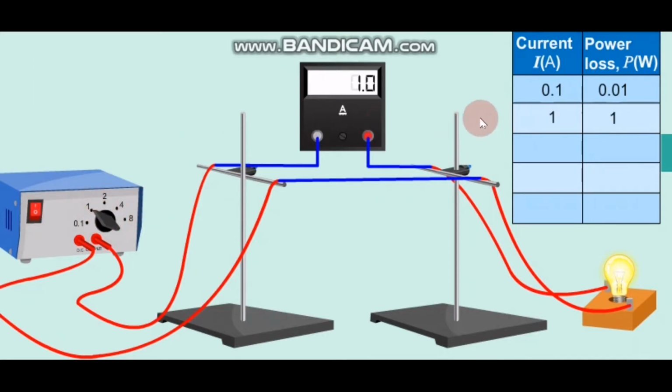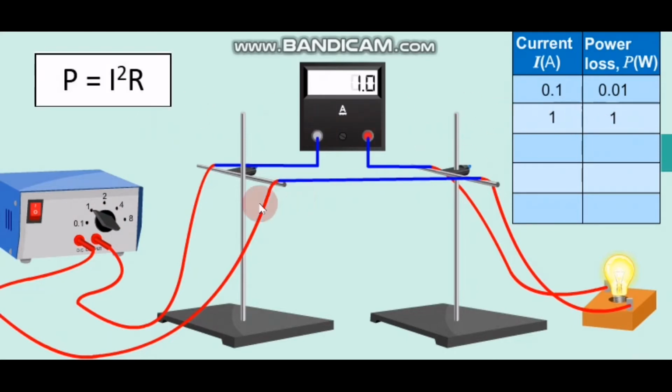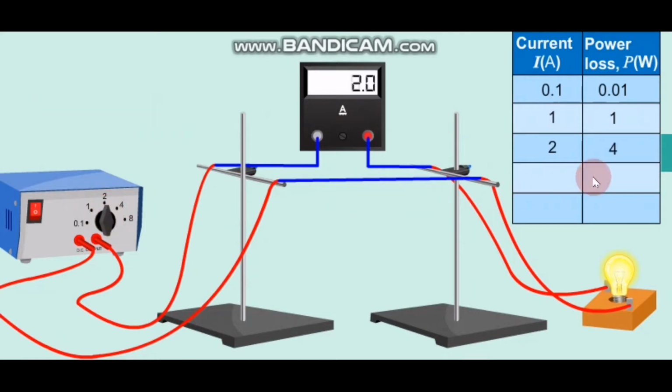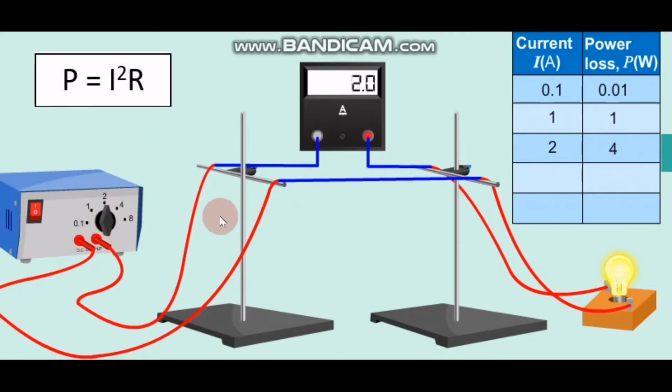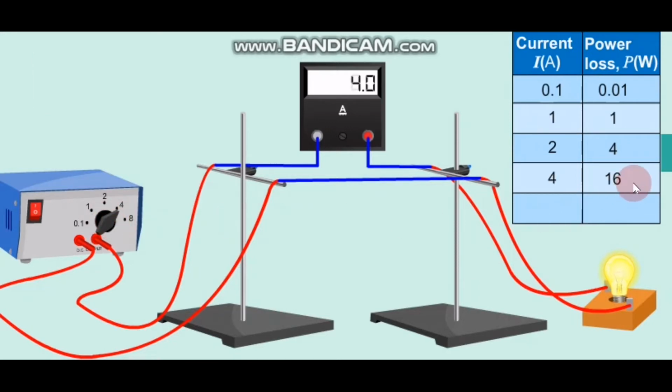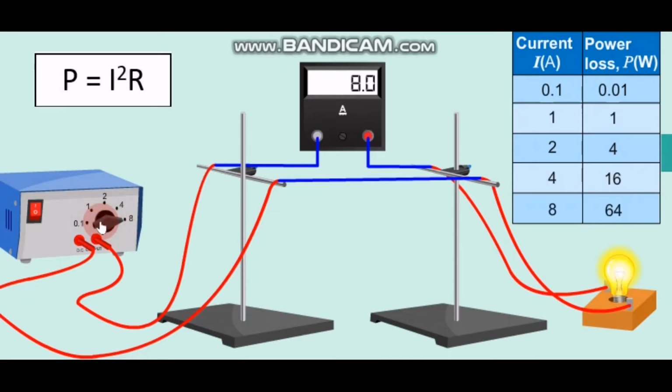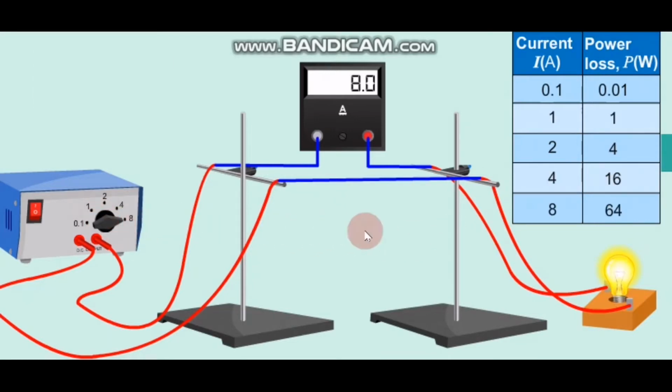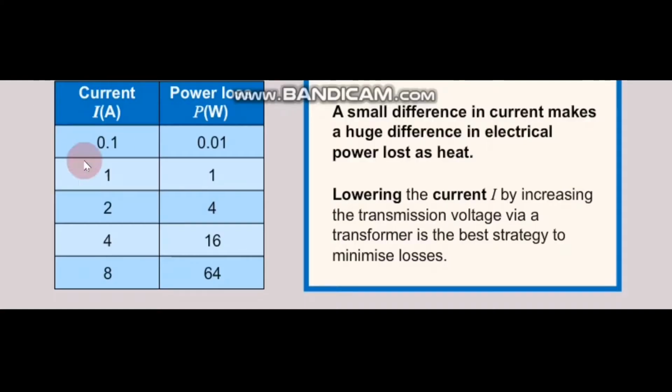Okay, so the power loss now, according to the formula, will be 1 watt. Then I change the current to 2 ampere. Now the power loss will be 4 watt. When the current is 4 ampere, the power loss is now 16 watt. And when I set the current flow to 8 ampere, the power loss will be 64 watt. So these are the results of the previous experiment.